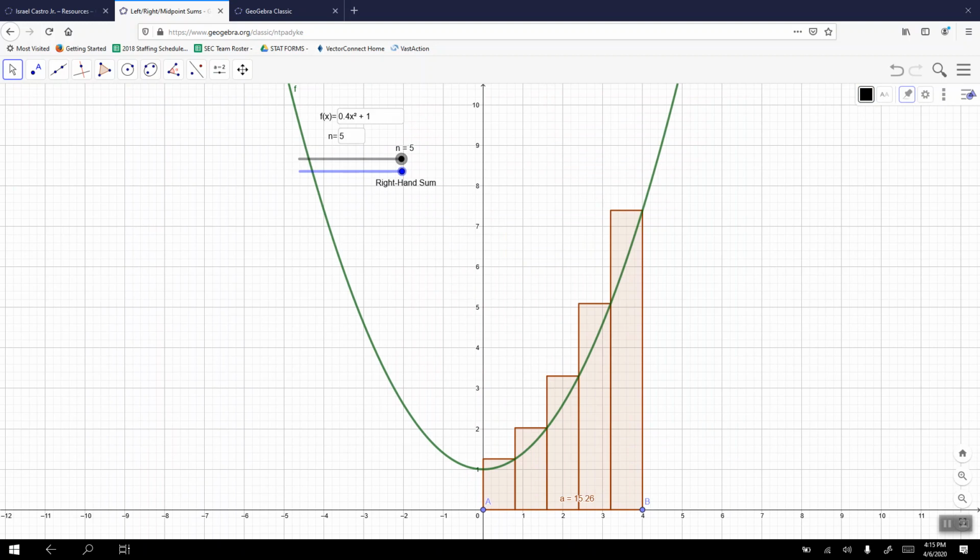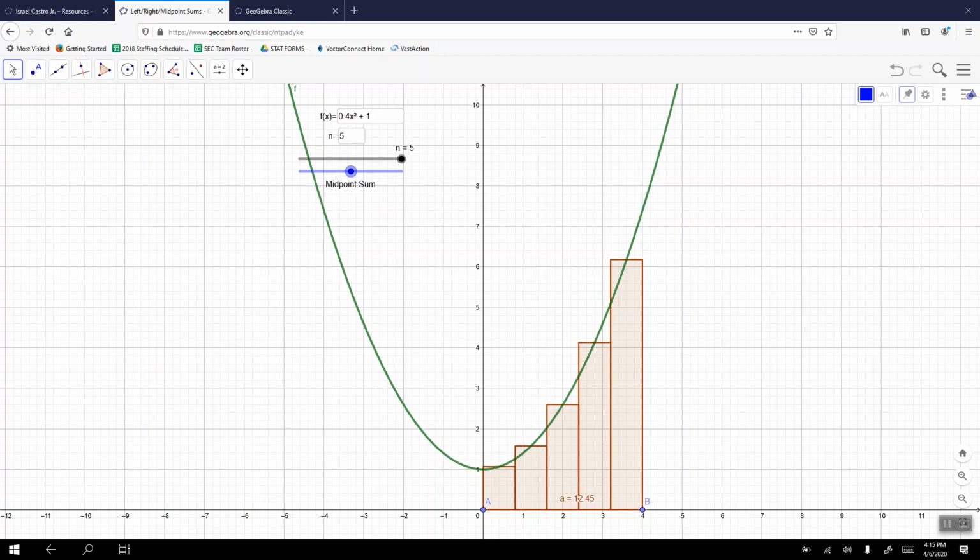Now, it depends, again, on what your function is doing, if it's increasing or if it's decreasing, whether these approximations are going to over approximate or under approximate. All right, so this is what the right-hand sum would look like. And again, because on this portion of the screen this function is increasing, the right-hand sum will automatically over approximate.